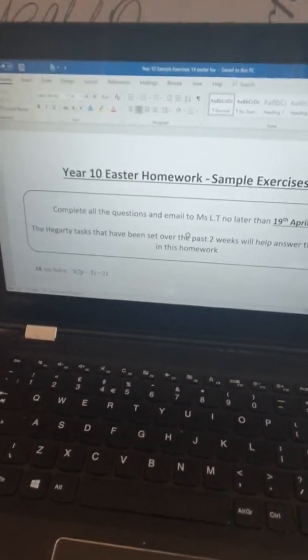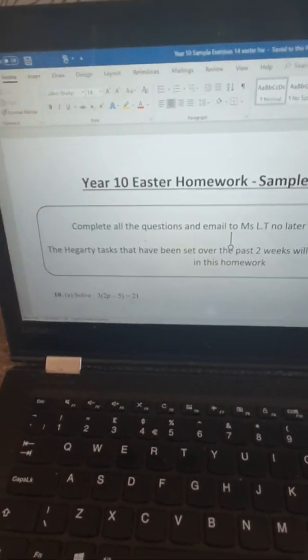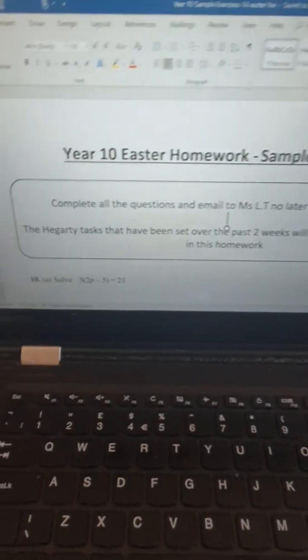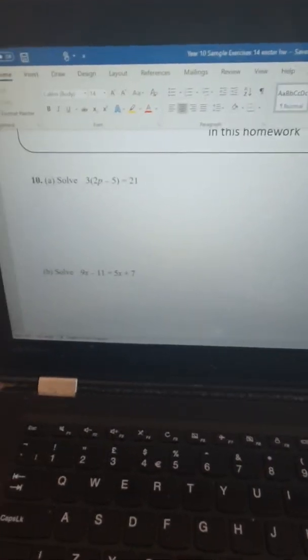Hello Year 10. So what I'm going to do is walk through your Easter homework, the sample exercise that we did on solving equations, so that you have got the model answers and you know how to answer them in future. So I'm going to work between my laptop here and my whiteboard here, and I'm going to show you step by step how to answer each of the questions.